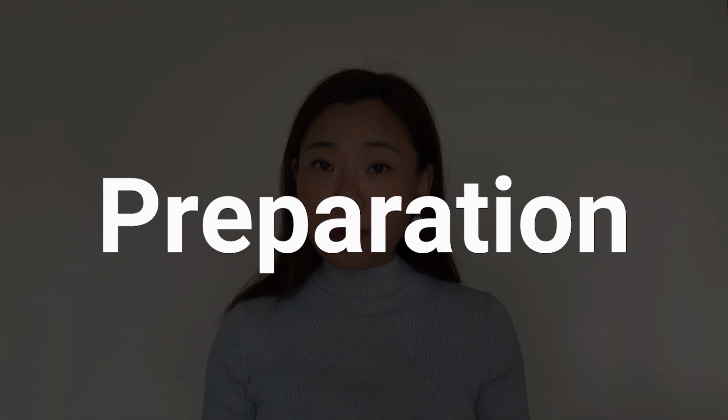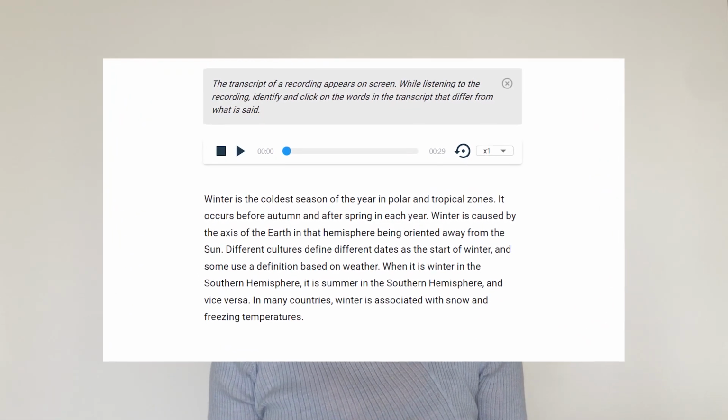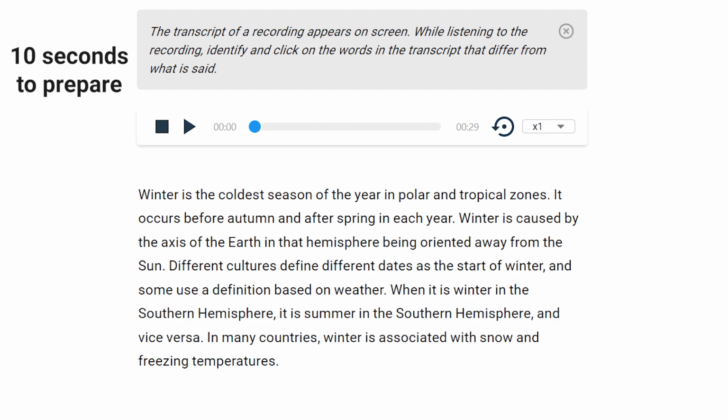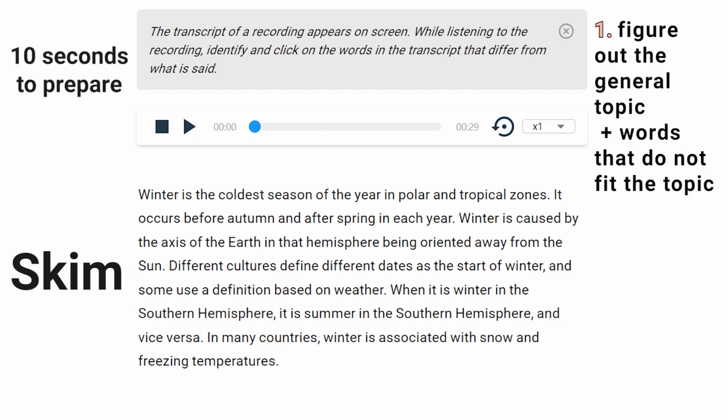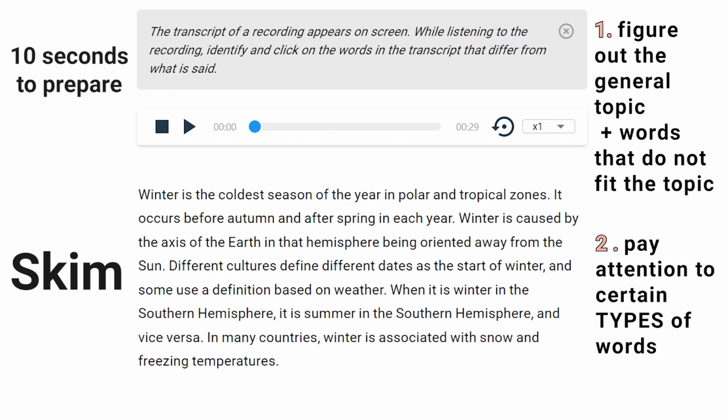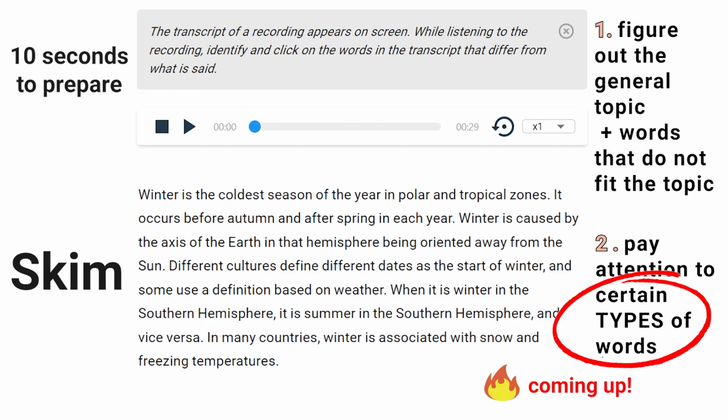Before we do one exercise together, I need to remind you of the preparation time. Now, before the transcript begins, you get 10 seconds of preparation time. It's not enough time to read the transcript word for word, but you can skim it with 2 purposes in mind. One is to figure out what the general topic is and make a mental note of words that do not fit this topic. The second purpose is to pay extra attention to certain types of words and locate those potential incorrect words. I will talk about those types of words in a moment.